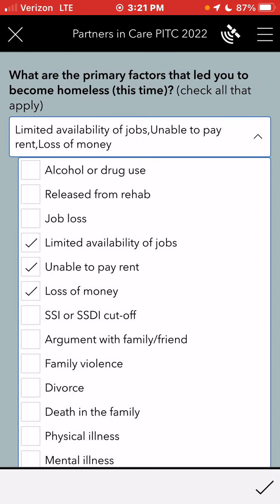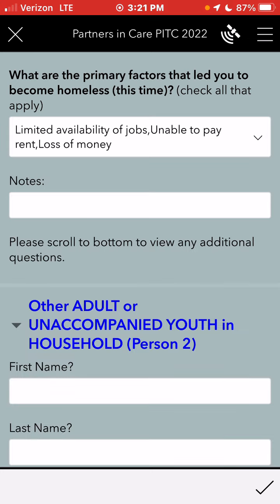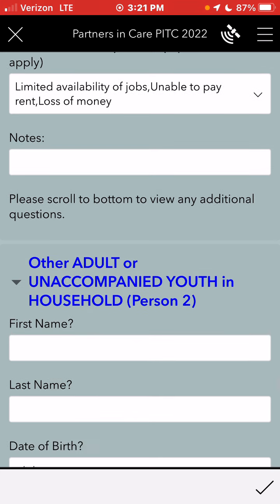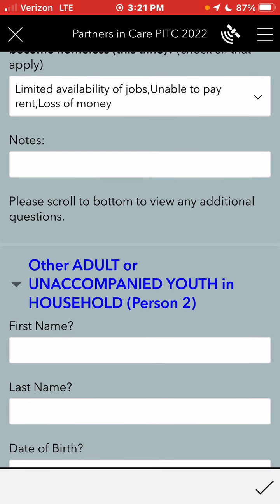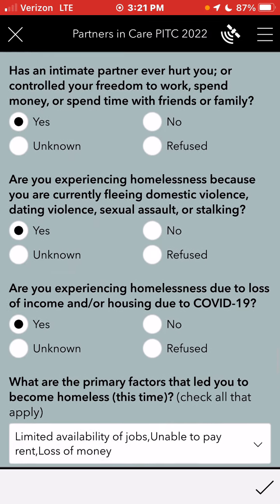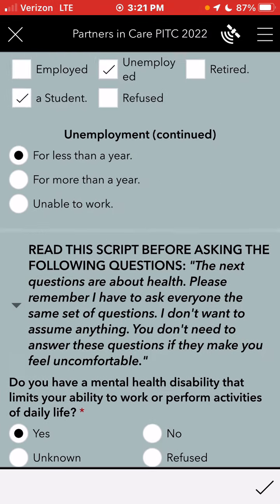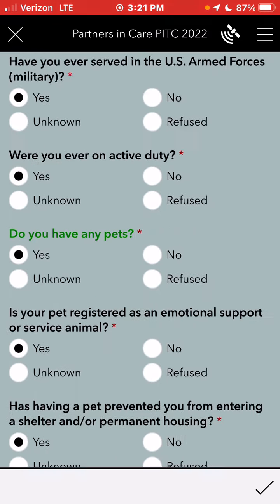So you want to make sure that you press the box that shows limited availability of jobs, unable to pay rent, and loss of money. If you have any additional notes that you think are important, you can add them there. That covers the first adult who is the head of the household.